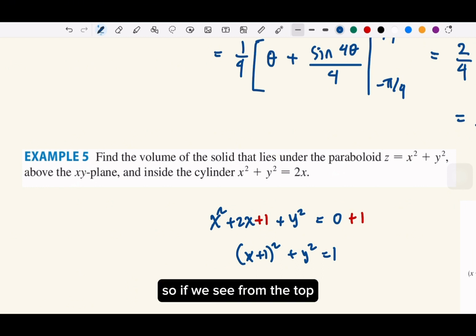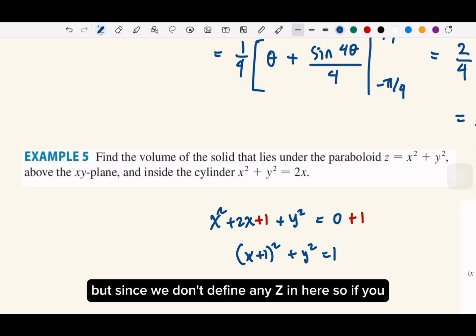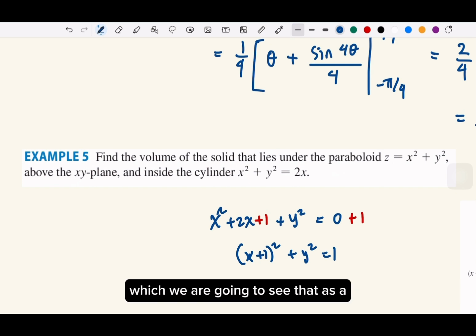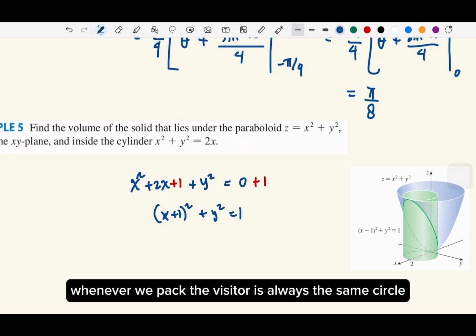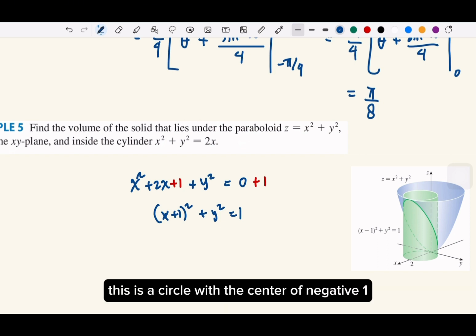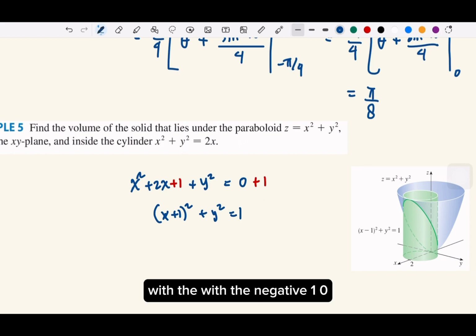So if we see from the top, it's a circle. But since we don't define any z in here, the z along the way will be the same, which we are going to see as a cylinder like this. Whenever we cut the cylinder, it's always the same circle. This is a circle with the center of -1, 0.